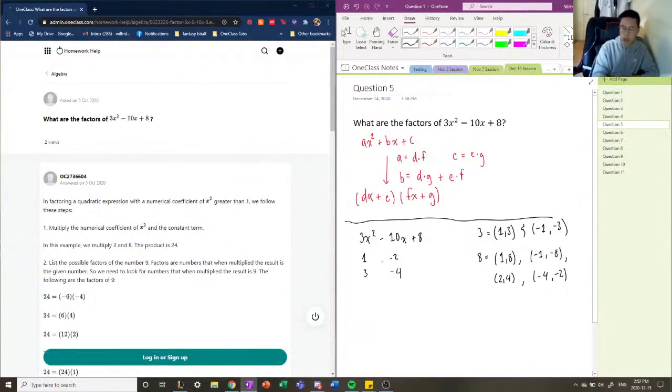And this is what I like to call the cross multiplication method, because now we're going to multiply these two diagonal numbers and these two diagonal numbers and add them together. And hopefully what we get is negative 10. So if we multiply 1 and negative 4, we get negative 4, plus 3 times negative 2, and that gives us negative 4 minus 6, which gives us negative 10. So nice. We have now found our factors, because this ordering of the factors gave us the middle coefficient b.